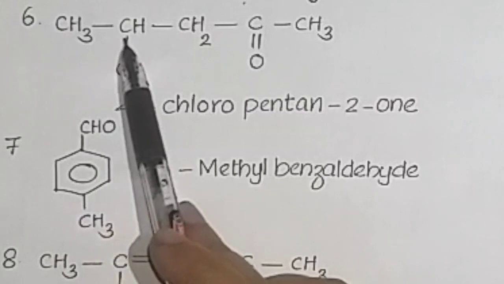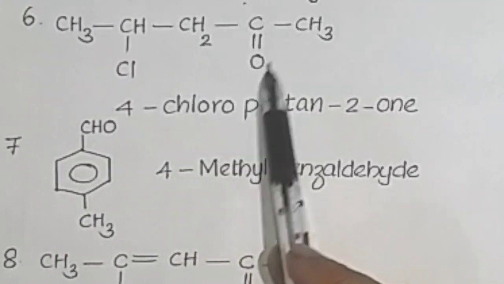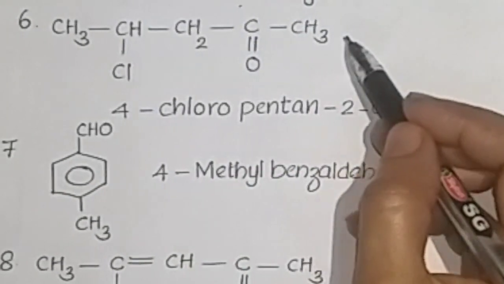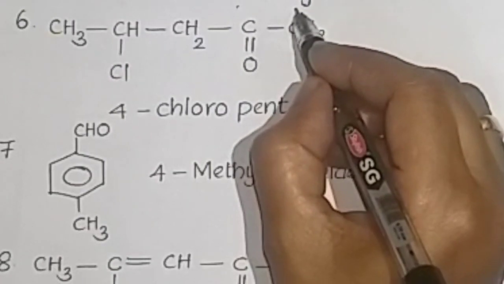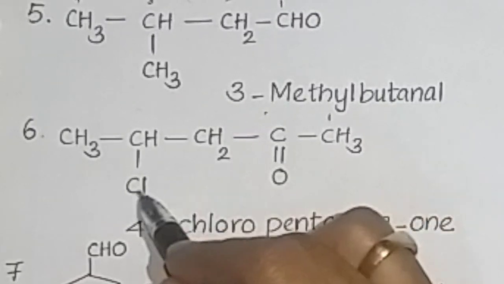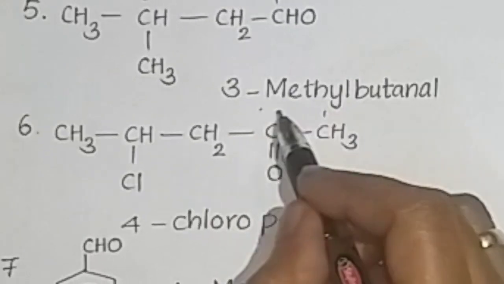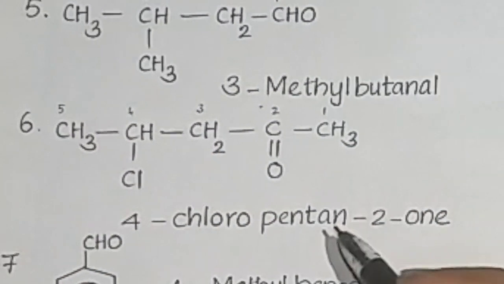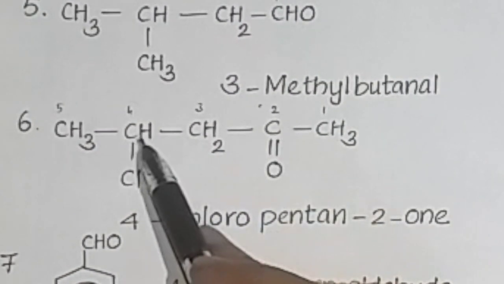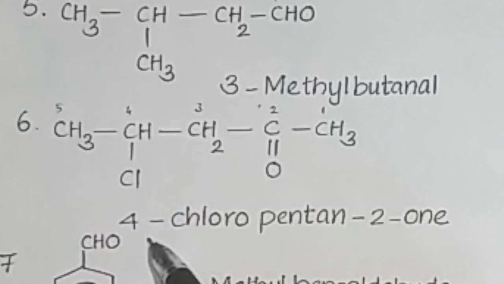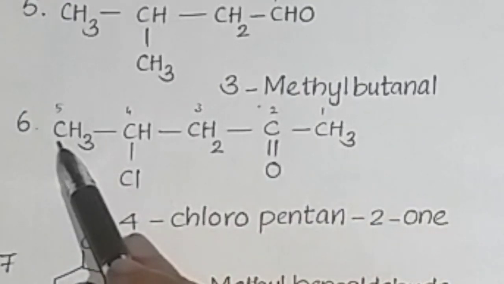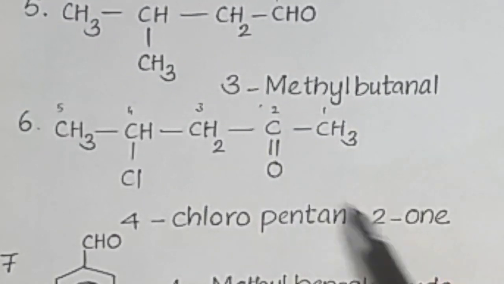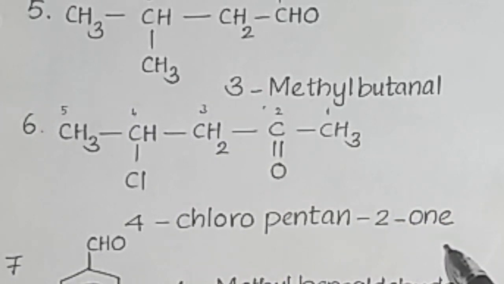Next one, CH3, CH, Cl, CH2, C double bond O, CH3. Here first you should select the longest continuous carbon chain with the functional group. Halogens give second preference, ketones give first preference. Numbering 1, 2, 3, 4, 5. Then we get at the fourth carbon a chlorine atom. So 4-chloro pentane, 5 carbon atoms, pentan-2-one. In the second carbon atom a ketone is present. So 4-chloro pentan-2-one.